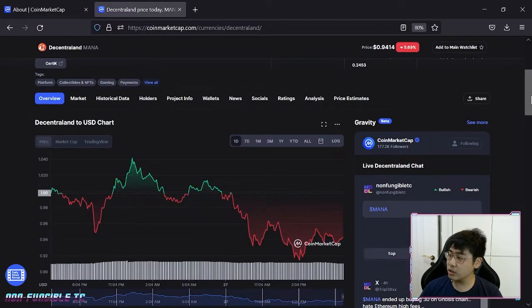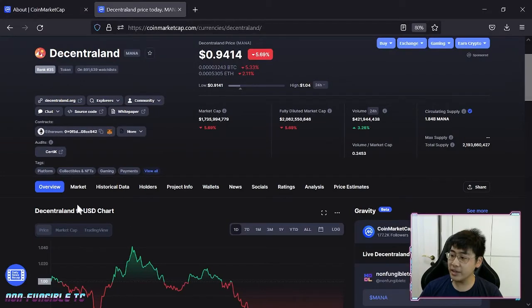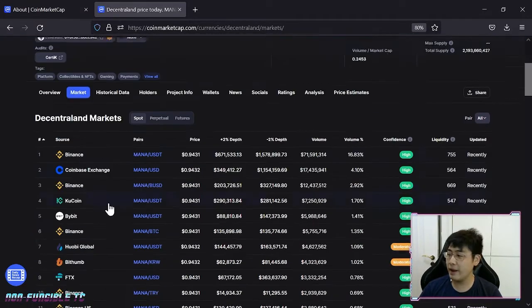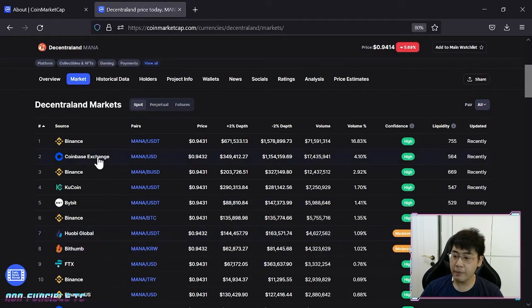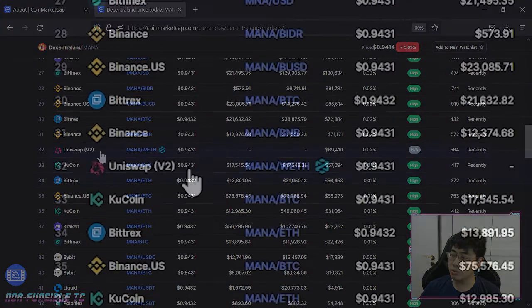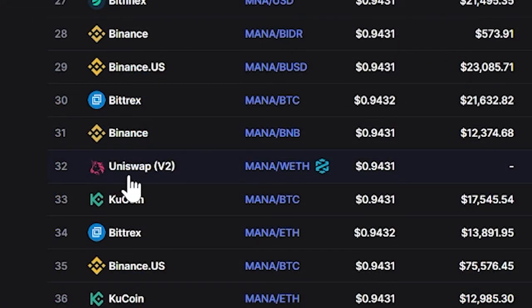So actually the whole interface looks the same. But one thing that's different is that I was talking about how the market shows you decentralized exchanges, right? How different exchanges support that token. But for this one, if you look at market and if you scroll a bit lower, you actually see Uniswap, right? You actually see that Uniswap is kind of different from Binance, right?